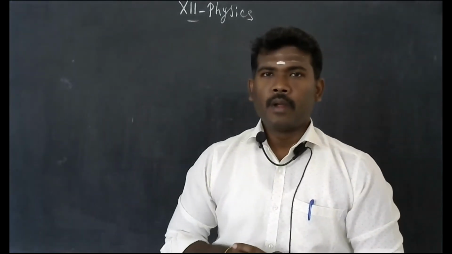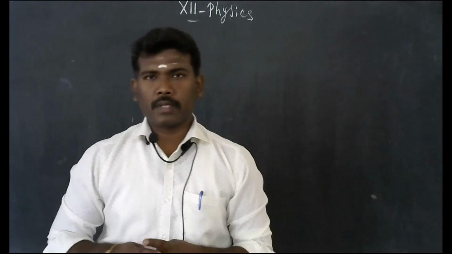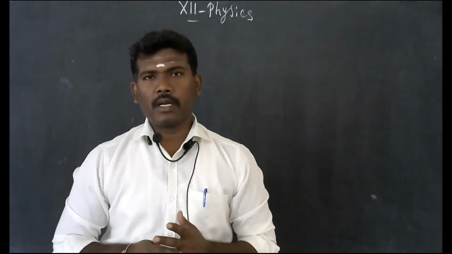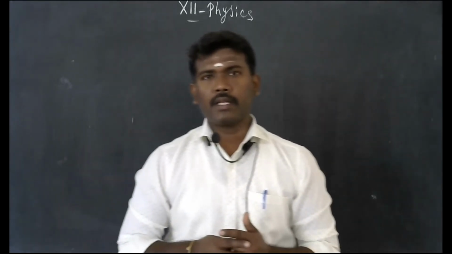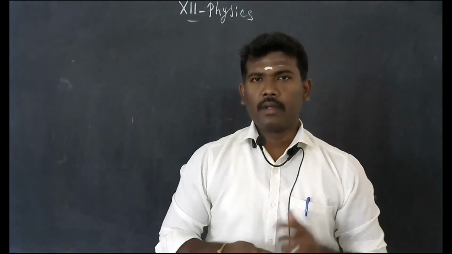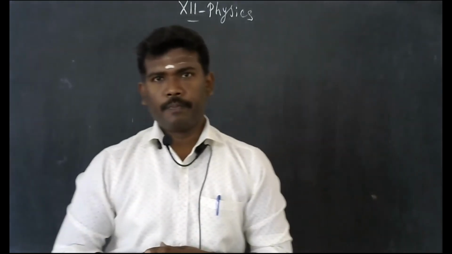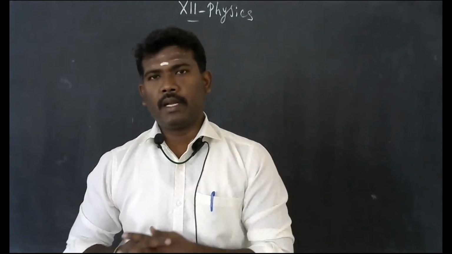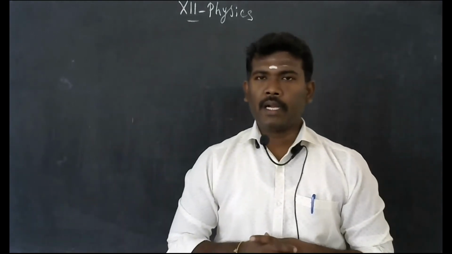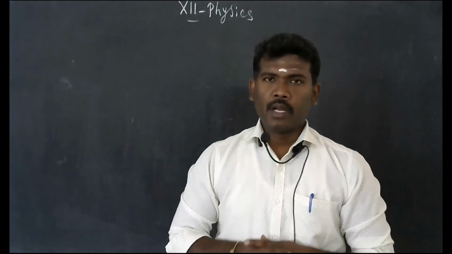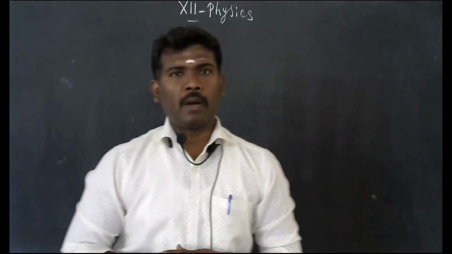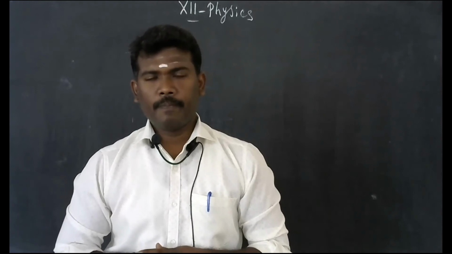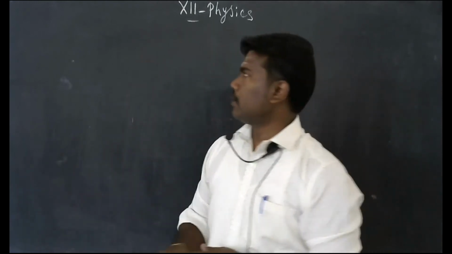One is the selective absorption method, the second one is reflection, the third one is double refraction, and the fourth one is scattering. In the last class we discussed the topic of selective absorption method in detail. Now in this class we are going to produce polarization of light by using a reflection process.